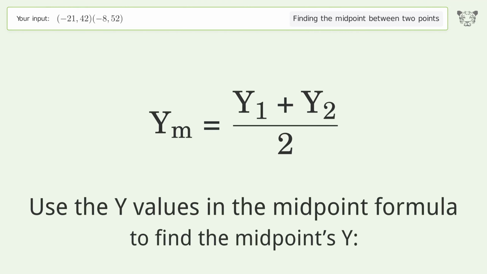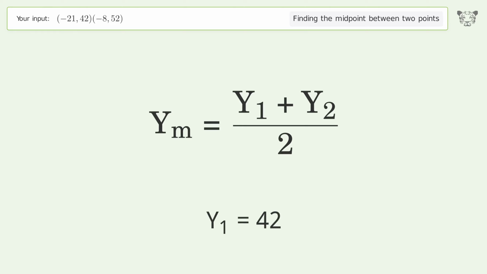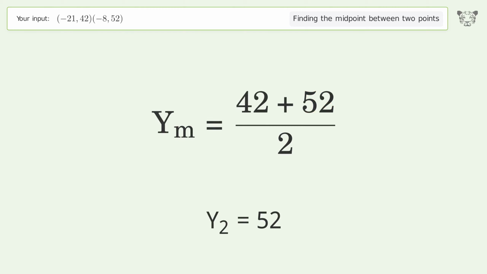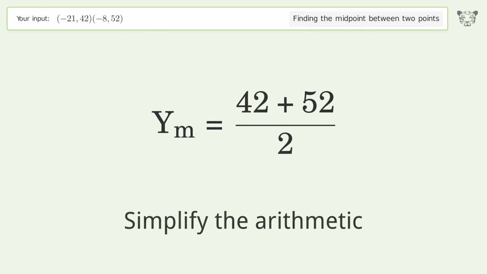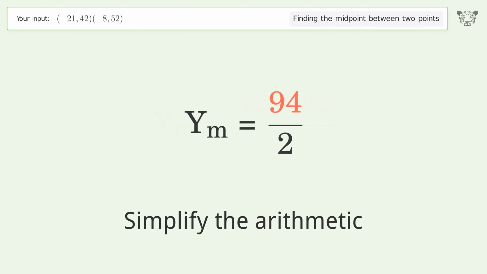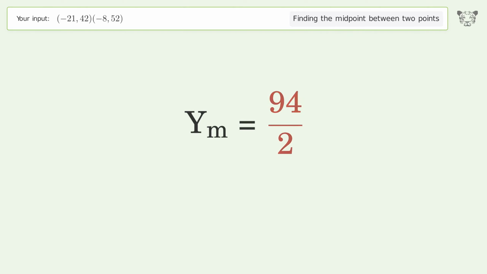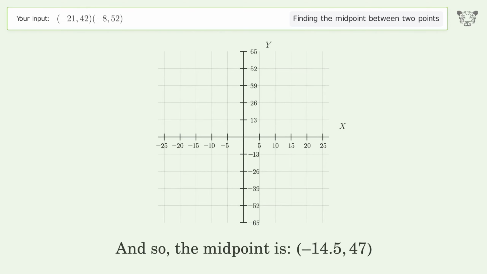Use the y values in the midpoint formula to find the midpoint's y. y1 equals 42. y2 equals 52. Simplify the arithmetic. And so, the midpoint is negative 14.5, 47.